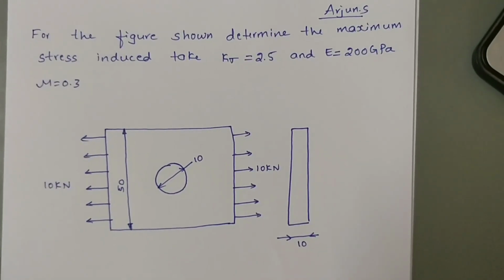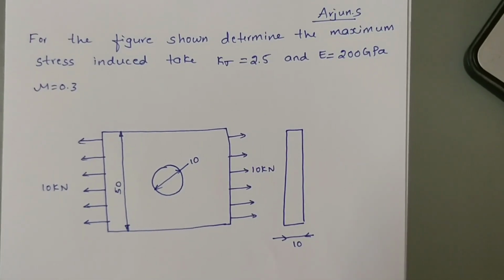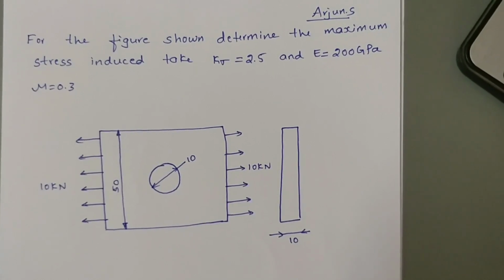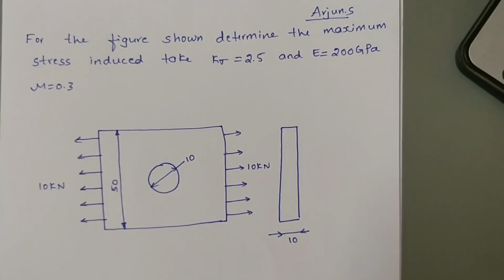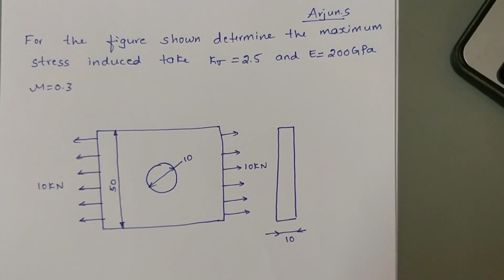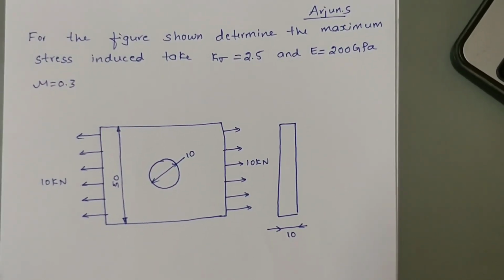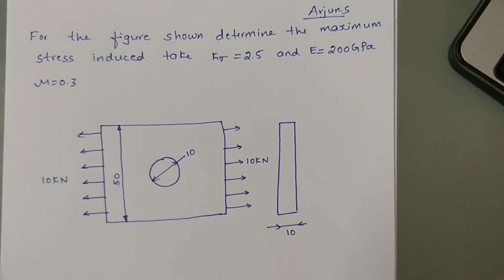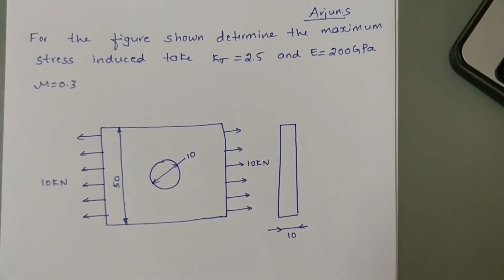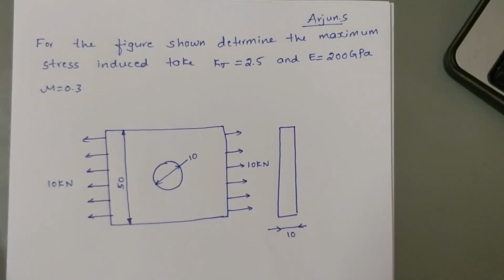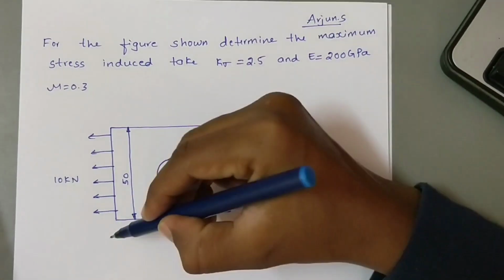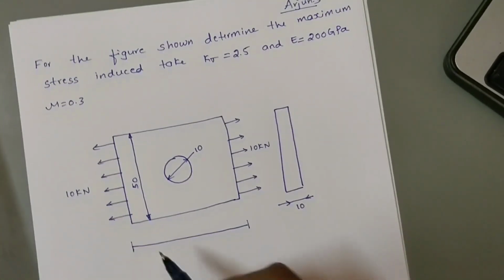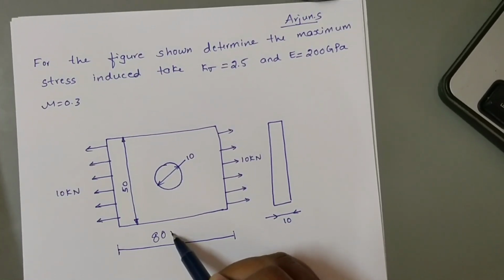This is Arjun. In today's session, we'll see how to solve the problems on stress concentration using ANSYS. There is a given problem. For the figure shown, determine the maximum stress induced, taking stress concentration factor as 2.5 and Young's modulus is 200 GPa, Poisson's ratio 0.3, thickness of the material given is 10 mm and width is 50 mm by 80 mm. Width and depth are 50 mm by 80 mm. This is 80 mm.